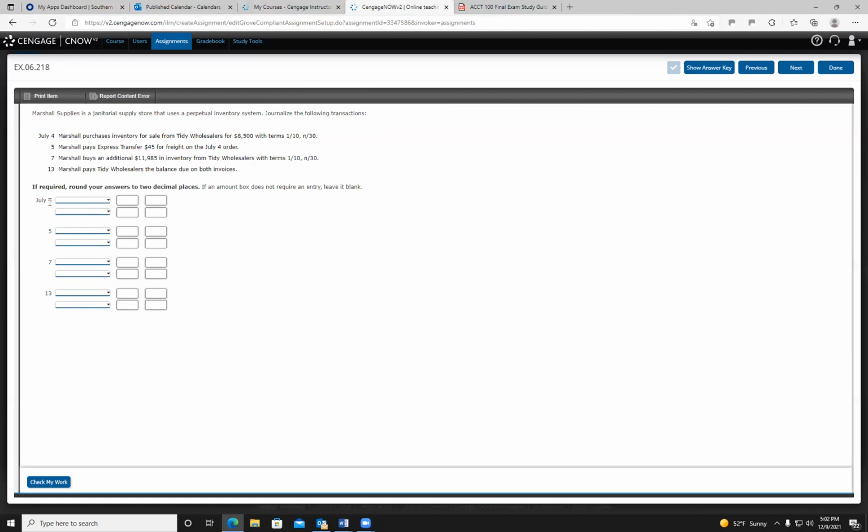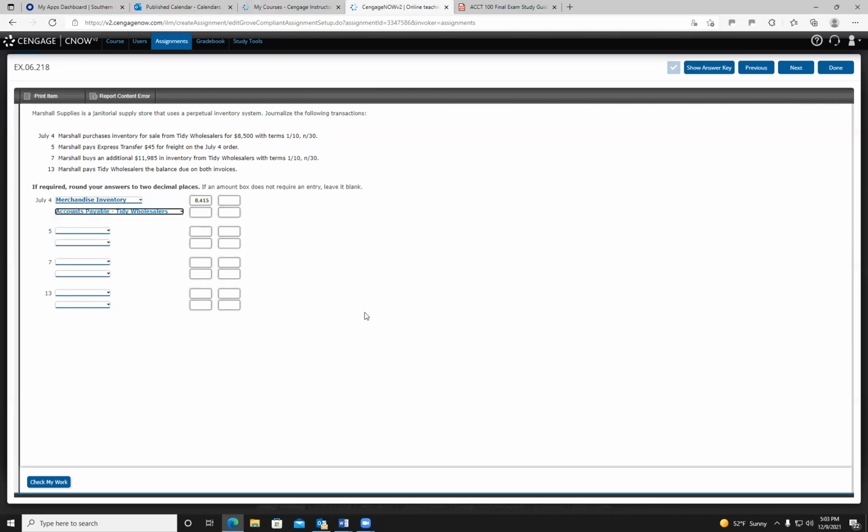So let's go ahead and hit that July 4th, and let's record that entry. We're obviously buying merchandise because it says right there we purchased inventory for sale. So we're going to hit our merchandise inventory. We're going to record it at the discount rate of $8,415. Now we bought it on account, so we're going to credit accounts payable. We're hitting our accounts payable for Tidy Wholesalers. So that's got our transaction for July 4th completed.